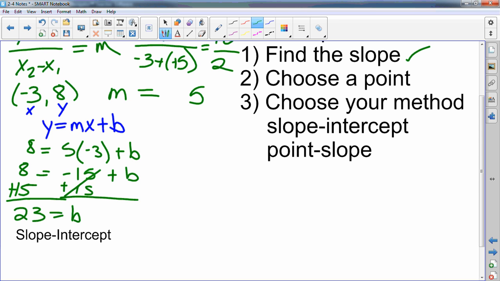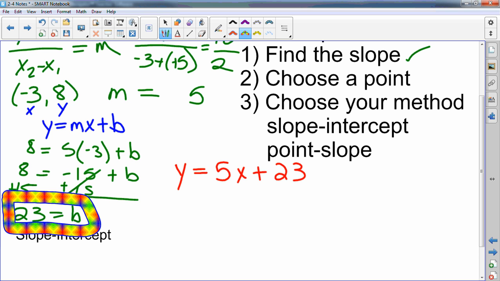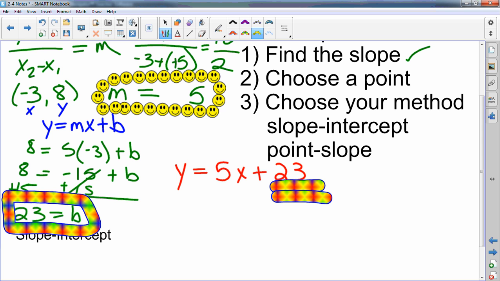Yes. Do I plug in an x and a y? What do I put, a y or a number? y equals 5x plus what? 23. I am going to highlight these in funky colors so you can see where I get this information. If you see down here, this is my 23 that we found. That goes right here. That's the y-intercept. b equals 23. So y equals mx plus b. Where did I get m? Right here.